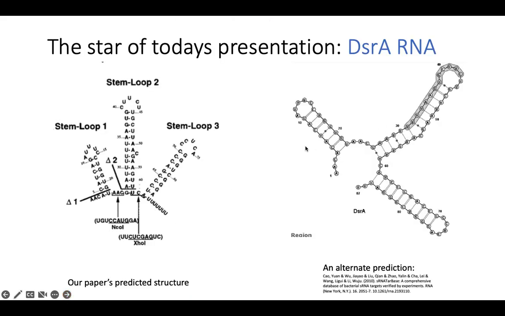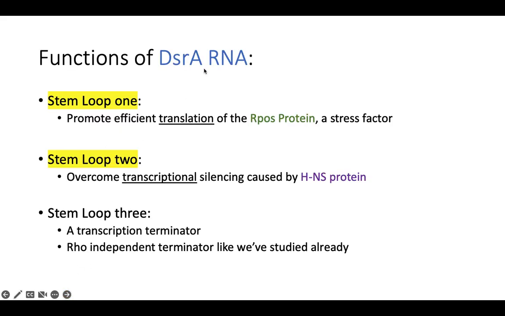So the star of our presentation today is the DsrA RNA. It has 3 stem loops, each with a distinct function. On the left you'll see the way our authors depict it, and on the right is just another picture I found, just a little alternate prediction. So the functions of the DsrA RNA, and the authors knew a little bit of this going into this paper.